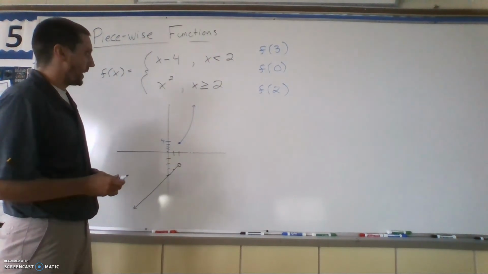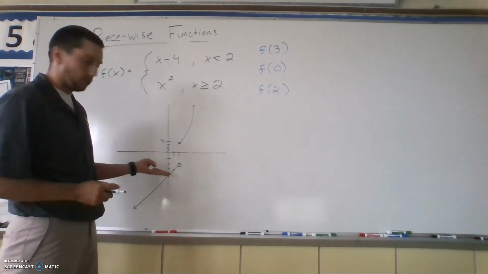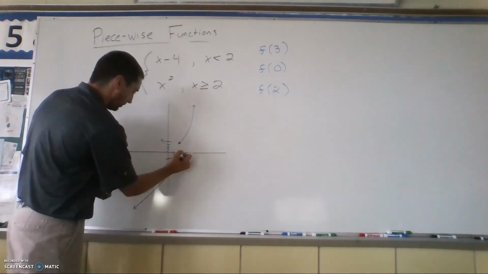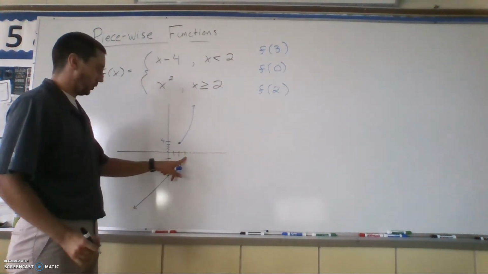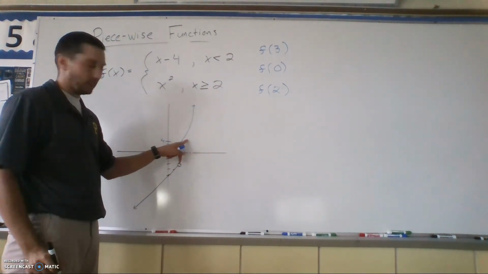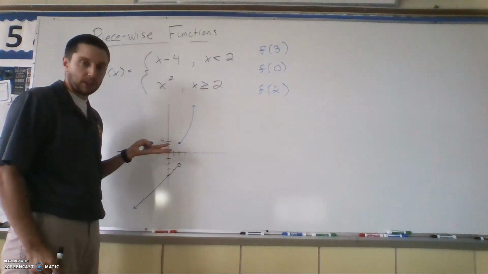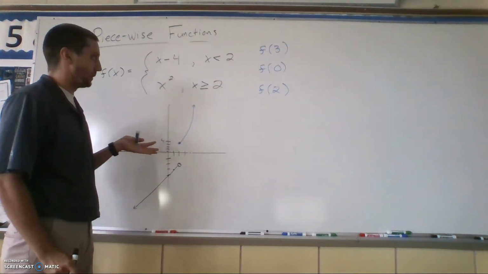So f of 3, how do I know how to find that? Well, I could use my graph, I guess. If I have a really nice graph, I could go over to 3, find the output, but I don't know if I really trust my graph too well. So how could I find this using my equations?